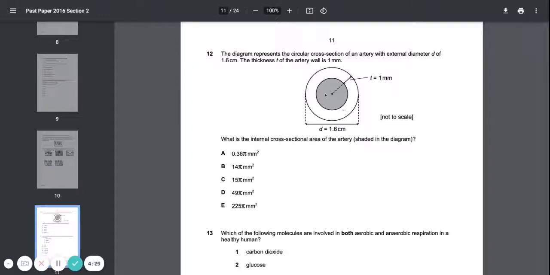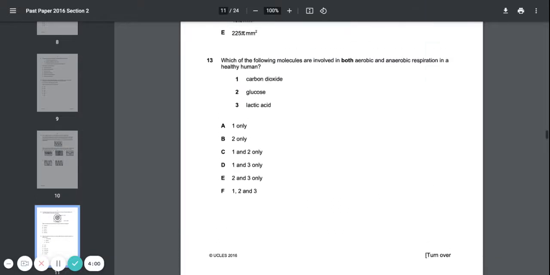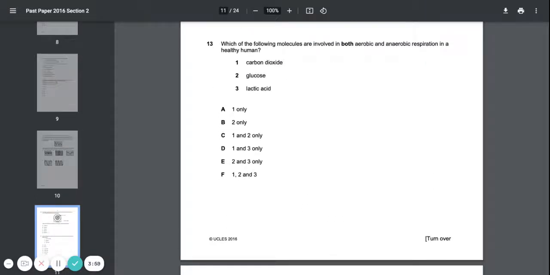And we need to know this to calculate the area of the internal cross-sectional area, which is shaded. So the area's formula is pi r squared, which you should know before the exam. And therefore, by substituting r is equal to 7 into that formula, we get pi into 7 squared, which is 49 pi millimeter squared. D is our correct answer. And always remember to convert all units to the units that are given in your options, that is millimeter squared in this case.